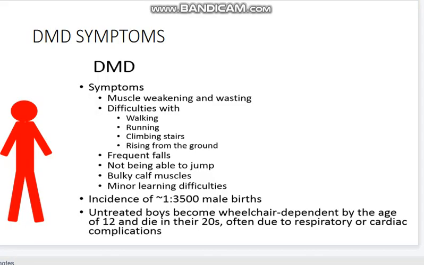Muscle weakness and wasting, difficulties with walking, running, climbing stairs, rising from the ground, frequent falls, not being able to jump, bulky calf muscles, and minor learning difficulties. The incidence is 1 in 3,500 male births. Untreated boys become wheelchair dependent by the age of 12 and die in their 20s up to 30, often due to respiratory and cardiac complications from cardiomyopathy.